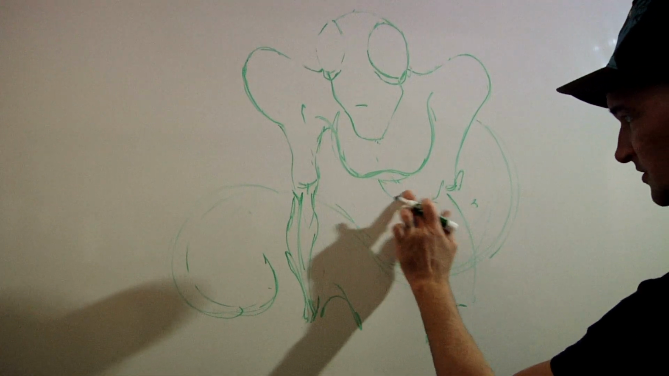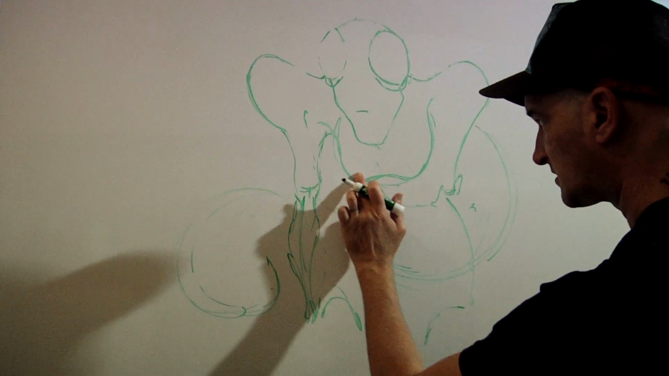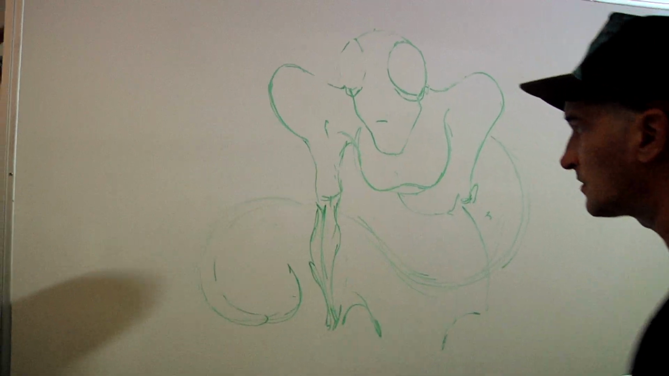A cool way to work out a creature too is to just work organically. If it doesn't look right or it doesn't look functional, just take it away.